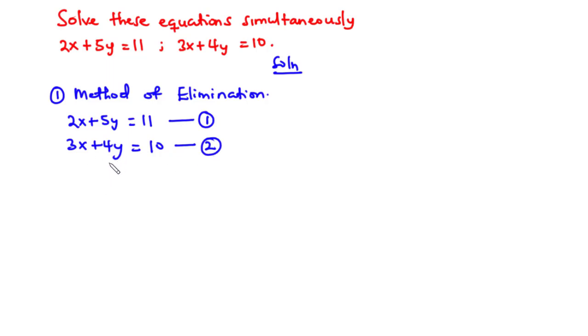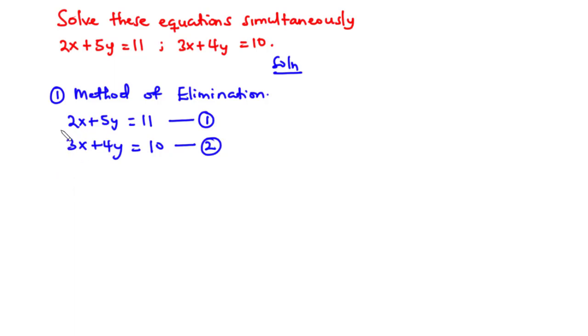So the first thing to do when solving simultaneous equations using the method of elimination is to consider one of the variables to eliminate. Assuming that we want to eliminate the variable x, we need to make sure that the coefficient of x for the two equations is the same. For equation 1, the coefficient of x is 2. For equation 2, the coefficient of x is 3. Since they are not the same, we need to multiply equation 1 and equation 2 by a value such that the coefficient of x for both equations will be the same.